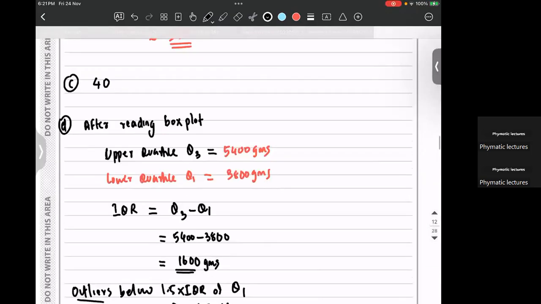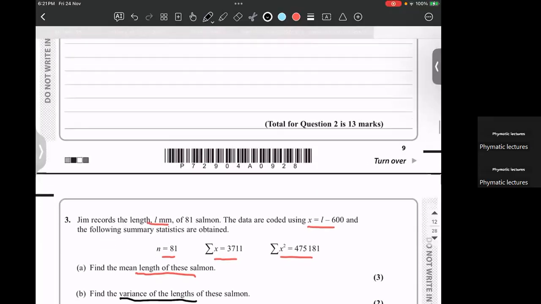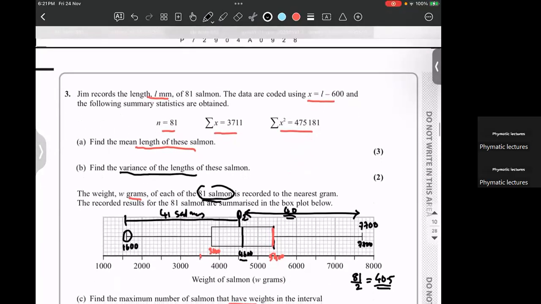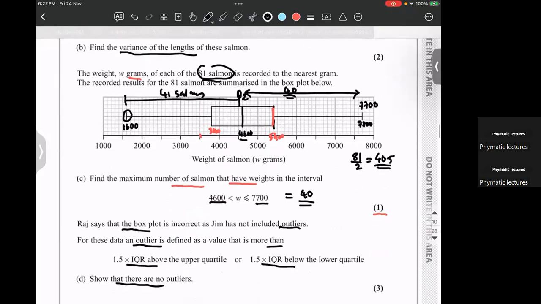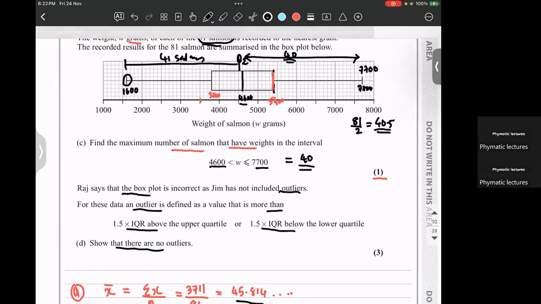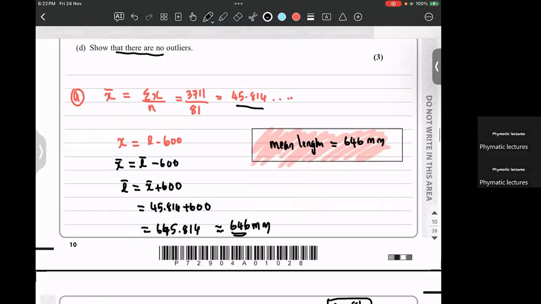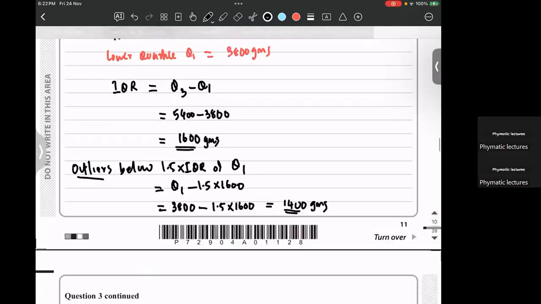Okay, so in this question, what all things did we discuss? We discussed coding, finding the mean, finding the variance, interpreting values from the box plot, how to find the interquartile range, and how to find the outliers from this box plot. Okay, so that's all about question number 3.